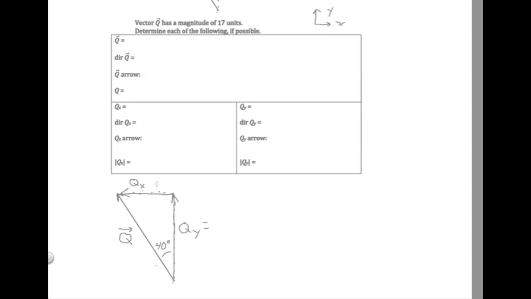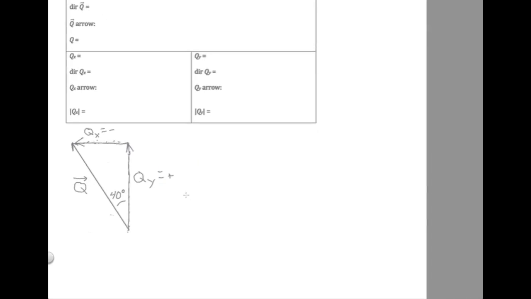So should we do SOHCAHTOA now? Nope. First we figure out the signs. This x component is to the left, which is our negative direction, and this y component is up, which is our positive direction. Do the signs first.